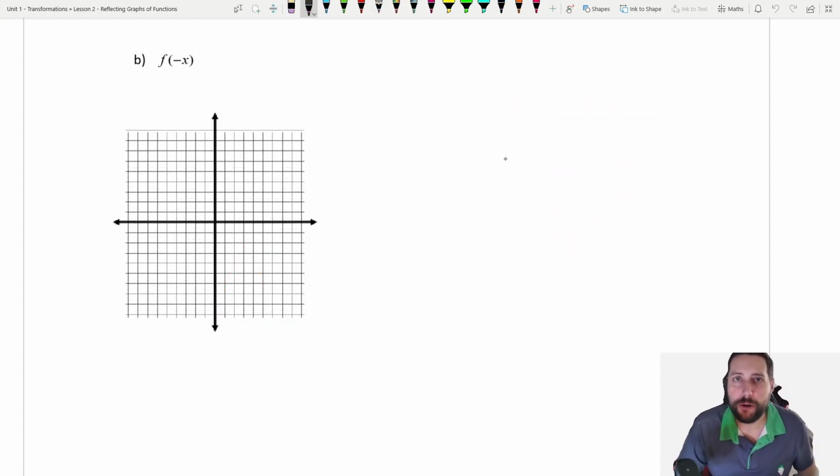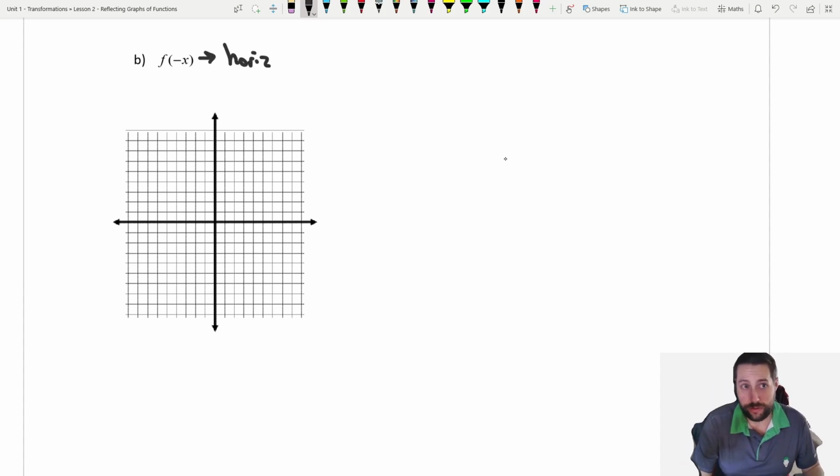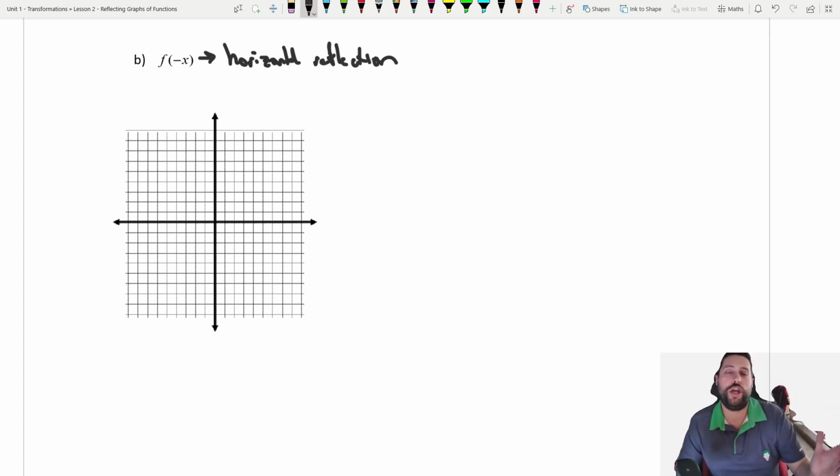Okay, moving on to part B, we have f of negative x. So this is going to be a horizontal reflection. Because of that, our x's are going to change.